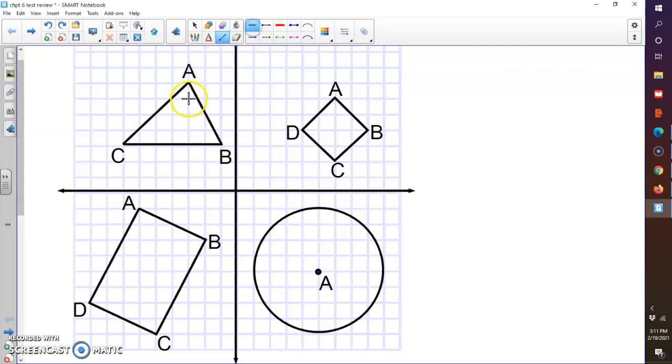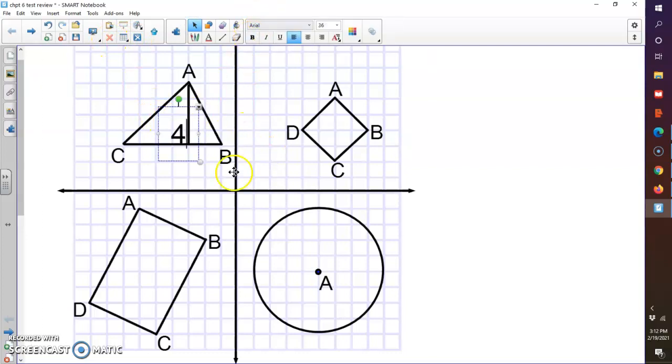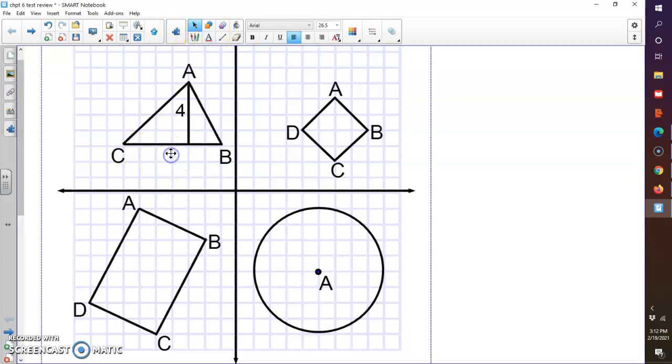Okay, my first step is to find the height, which is 1, 2, 3, 4. And remember, a height has to form a right angle with the base. Okay, so my height is 4. My base, 1, 2, 3, 4, 5, 6. So that base is going to be 6.